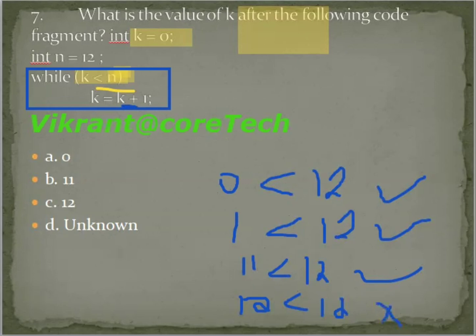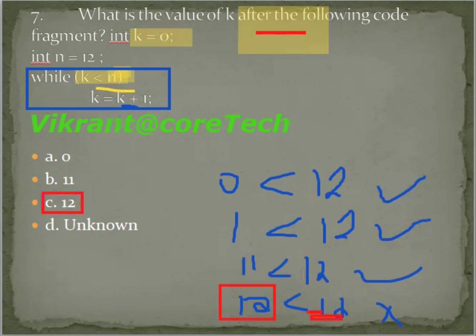Means the place of the value of the k variable, which is 12, is that place where the condition is becoming false. So 12 is that value where the condition is becoming false. So after the following code is executed, the answer is 12.